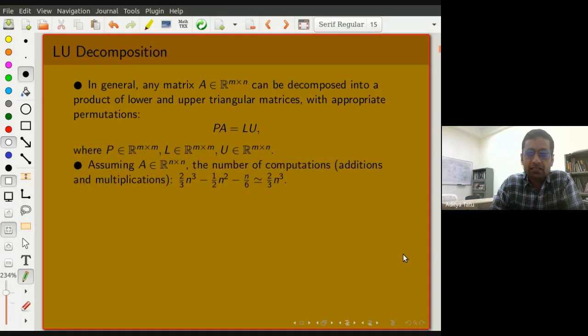If we assume that the matrix A is a square matrix of size n, then as we did in the previous class, the total number of computations is roughly 2 by 3 n cube. And I think the question that we left is, are these computations going to give us only the matrix U or both the matrices L and U? If these computations give you only the matrix U, then how many more computations would we need in order to compute the matrix L? That is the question. So has anybody thought about this?